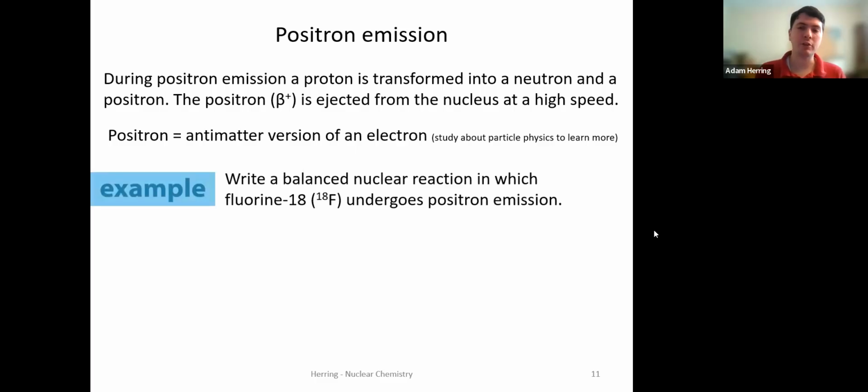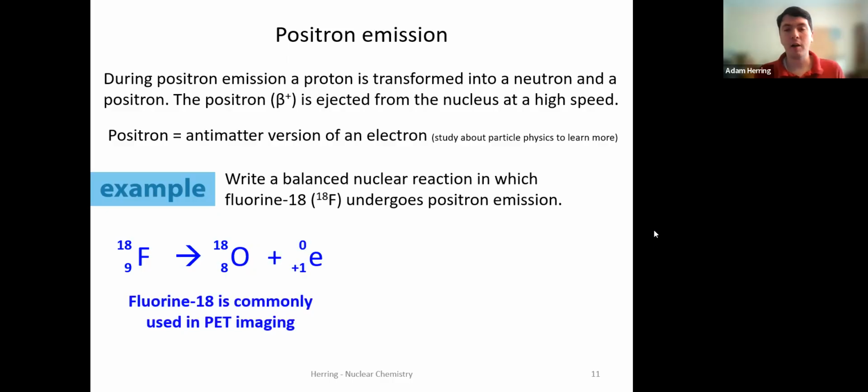So let's write the balanced nuclear reaction for fluorine-18 undergoing positron emission. As always, we start by writing out the parent nucleus. Looking at the periodic table, you find that it is element number 9. It then emits a positron, which we write out as an electron with a positive charge. We see that the mass does not change. So the mass of our daughter isotope will have 18, and its element number will be 8, leaving us with oxygen.